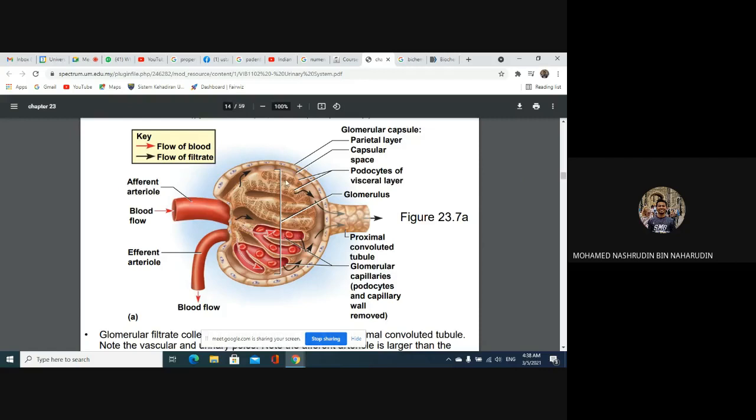Then the filtered blood we collect in here. The filtered blood and waste go outside of the proximal convoluted tubule. So filtered is going here. All the wastes go this way, while the filtered blood will go to this efferent arteriole.